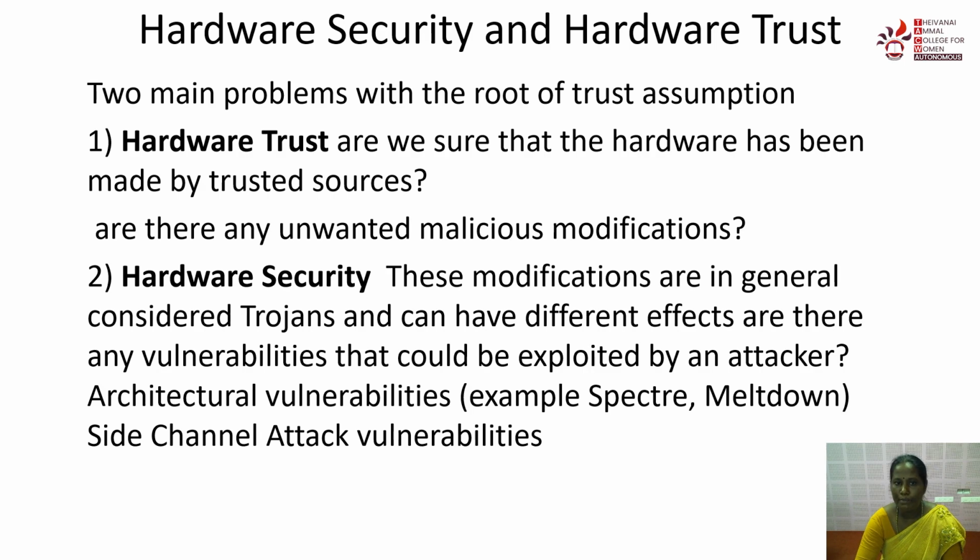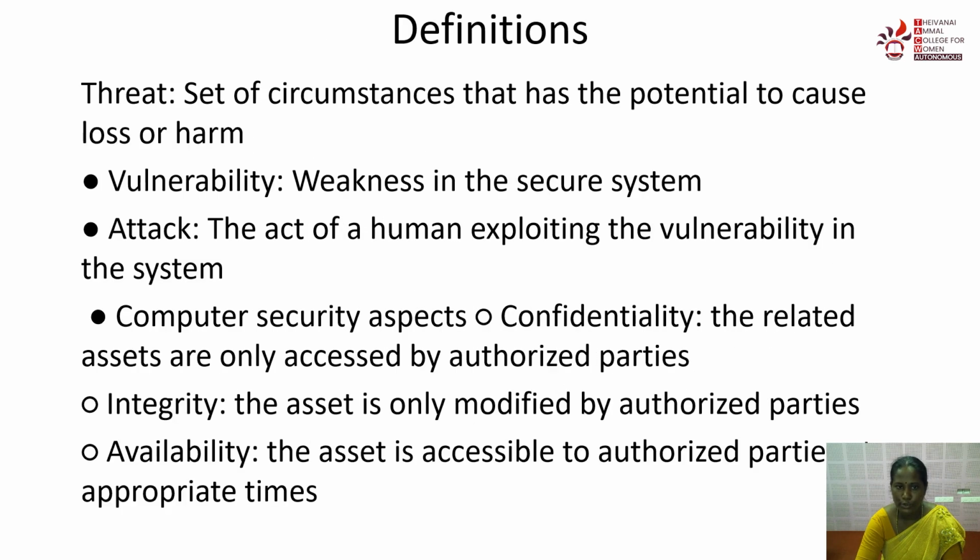There are two main problems with this trust assumption: hardware trust and hardware security. Hardware trust: are we sure that the hardware has been made by a trusted source? Will they be doing any unwanted malicious modification, which is always a question mark. And hardware security: these modifications are in general considered Trojans and can have different effects. Are there any vulnerabilities that could be exploited by an attacker? It is architectural vulnerability. Examples: Spectre, Meltdown, side channel attacks are some of the hardware issues.